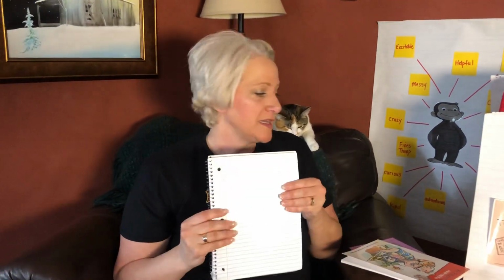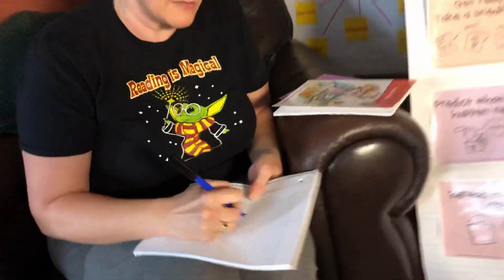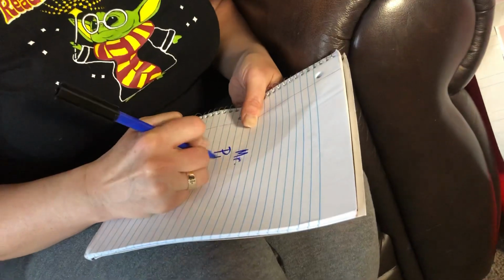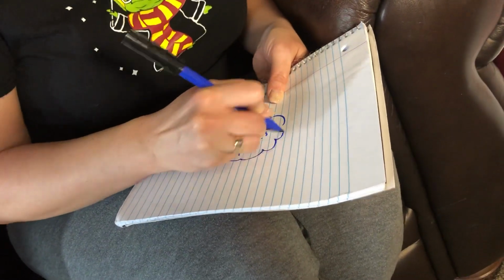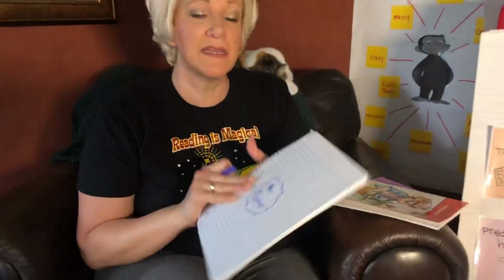So I'm going to open up to my first page of my notebook. It's blank just like this. And I'm going to take my marker and make a character web for Mr. Putter. You know how to make a web. You guys have made plenty of those. So in the middle, I'm going to write Mr. Putter. And I'm going to think about what are all the things that I learned about him.